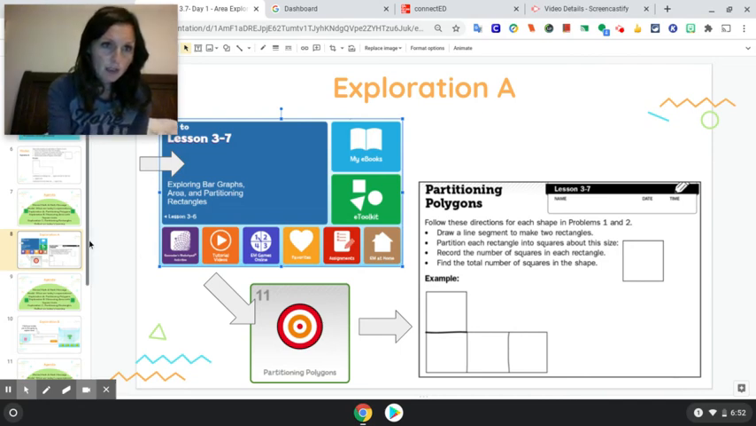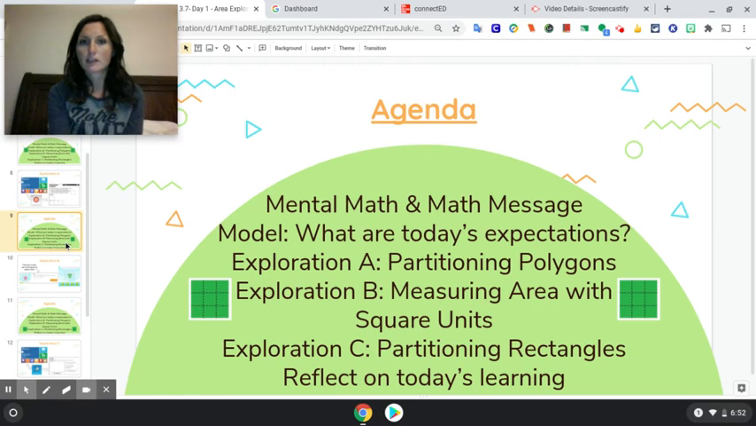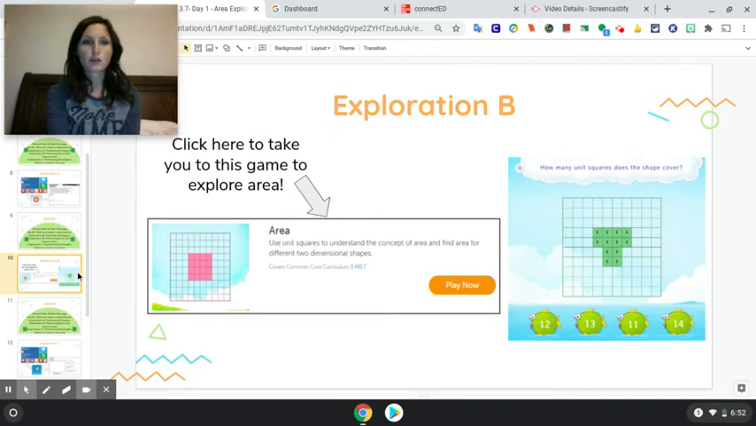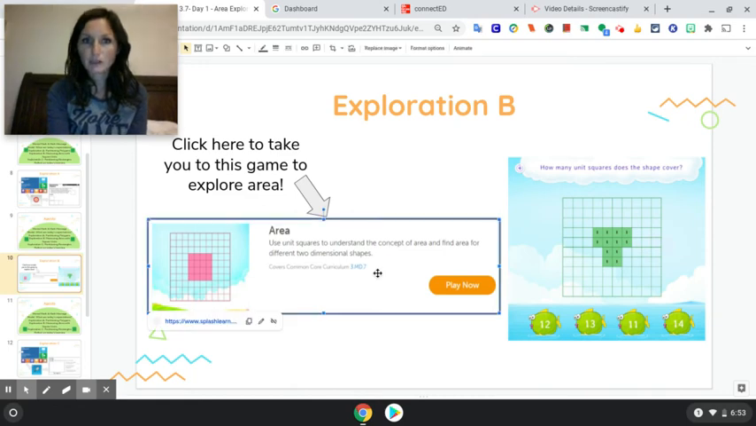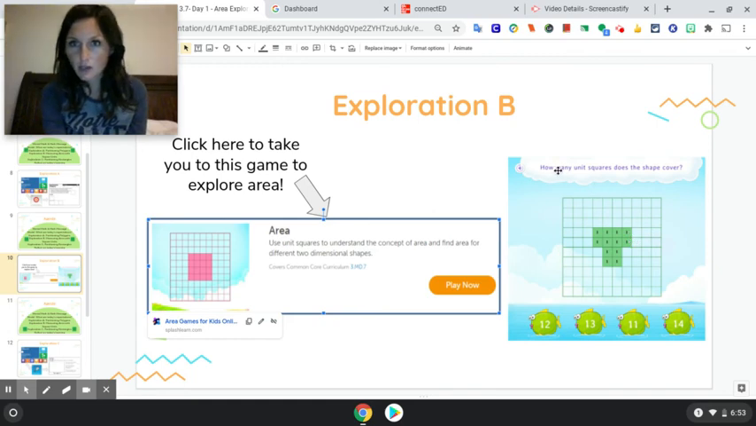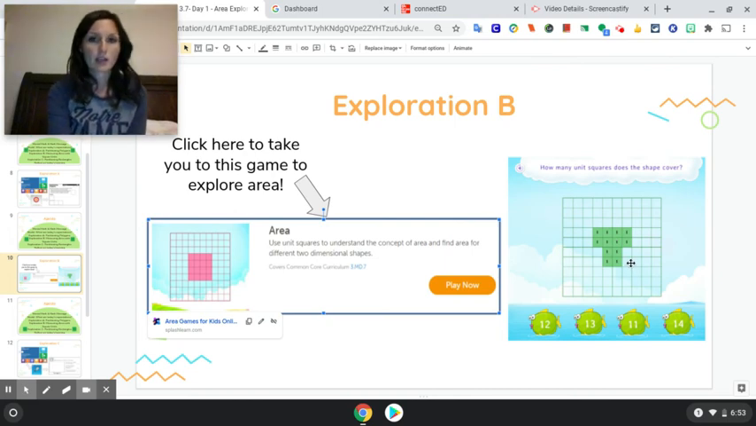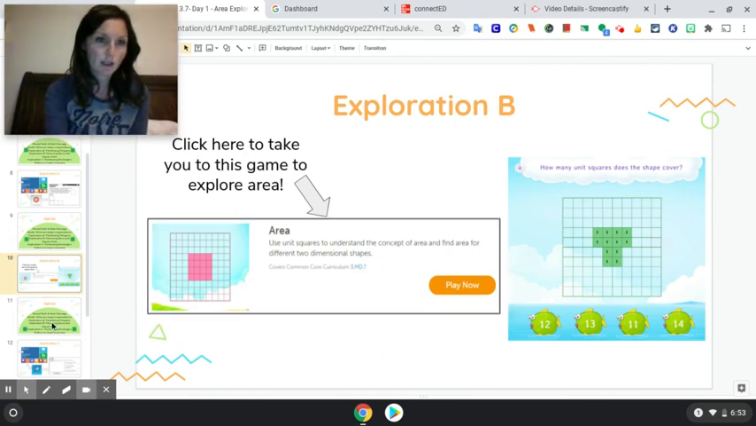When you get here to the next slide, you're going to be doing exploration B. This is where you're going to practice measuring area with square units. And this is going to be a game that I have found. If you click here, it should take you to the game, and it's going to look something like this. It says how many unit squares does the shape cover. So it's going to give you different shapes, and it wants you to count each one of these squares and then pick which fish it matches. So once you count all these up, is it 12, 13, 11, or 14 total squares that you counted? So that's this game that you'll get to practice.